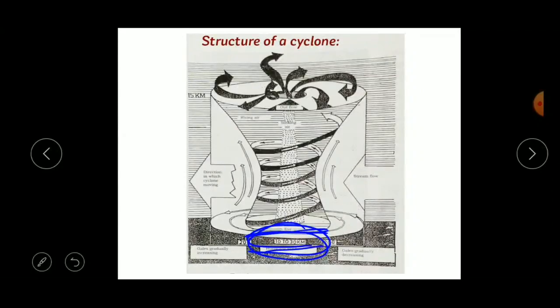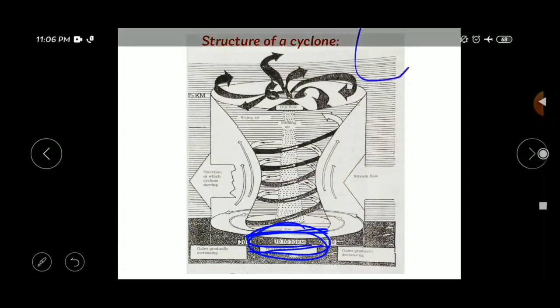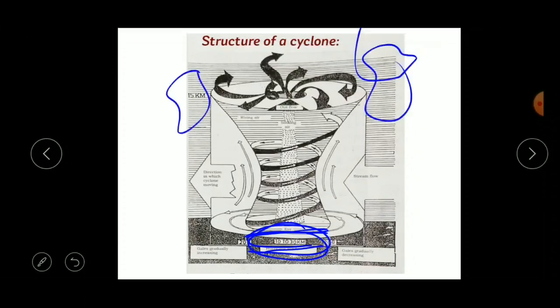Okay, next the cloud regions. Whatever clouds are there, the cloud regions lie around this eye and have a diameter of around 150 kilometers. Whatever clouds are lying around this eye, the diameter of those clouds is 150 kilometers.